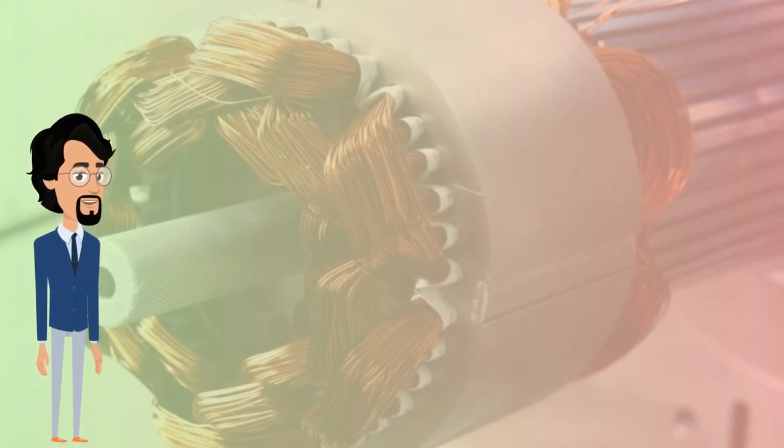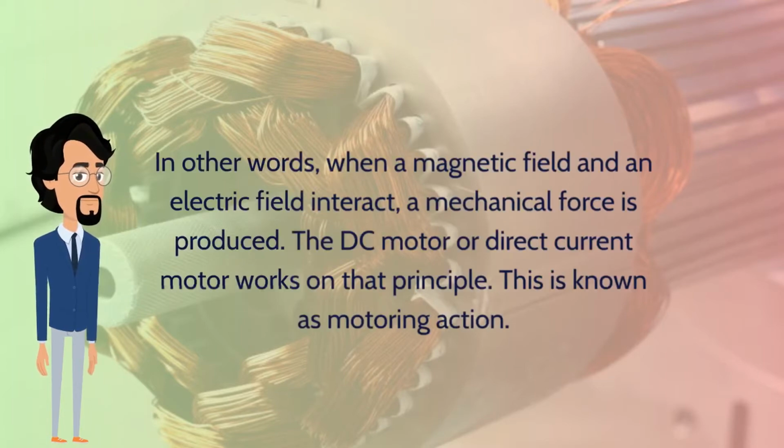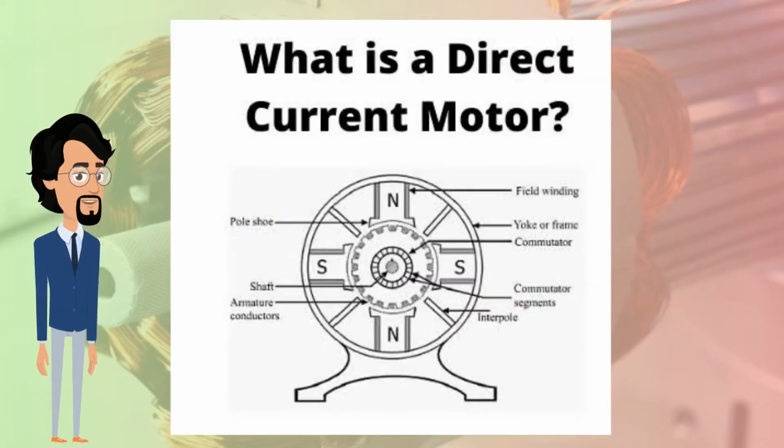Principle of DC motor. When a current-carrying conductor is placed in a magnetic field, it experiences a torque and has a tendency to move. In other words, when a magnetic field and an electric field interact, a mechanical force is produced. The DC motor works on that principle. This is known as motoring action. For the working of a DC motor, first we need to know about its construction.